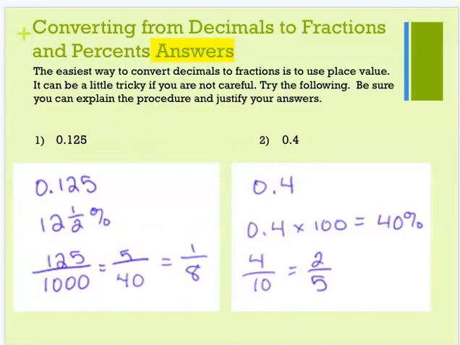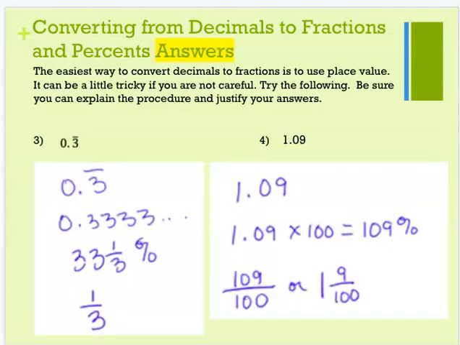The first one, I read that decimal as 125 thousandths. So I wrote 125 over 1,000 and simplified that to 1/8. The second one, 4 tenths, that's a decimal fraction as well, so 4 over 10 equals 2 over 5. This one gets a little bit trickier.